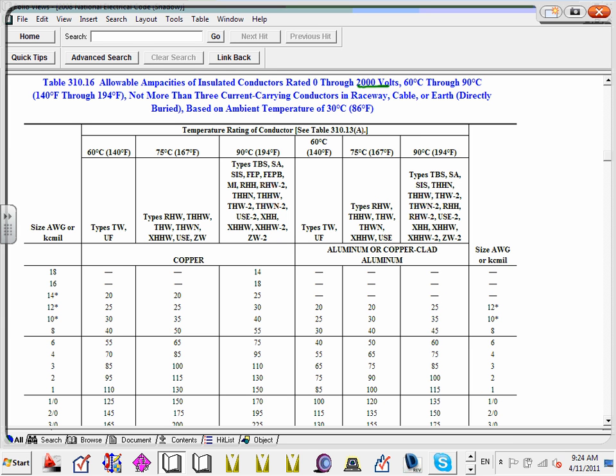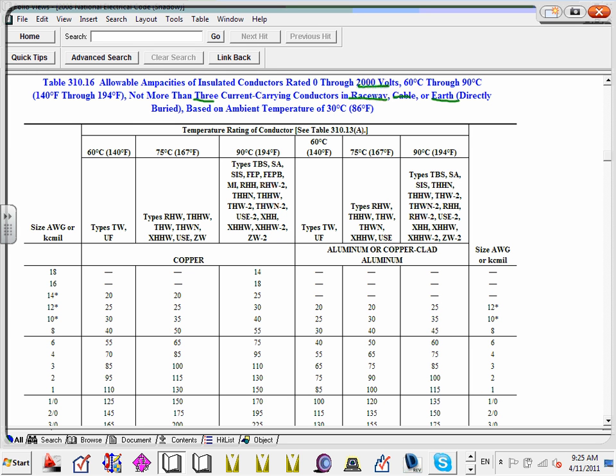Just FYI. And also this is, guys, for 3 or fewer conductors in a raceway, in a cable, or in Mother Earth directly buried. Does it say anything about cable tray? If you're in a cable tray, can you use this table? Does it say anything about cable tray? You can't use it if you're in a cable tray. It's raceway, cable, or earth directly buried. This is basically the application of this table.